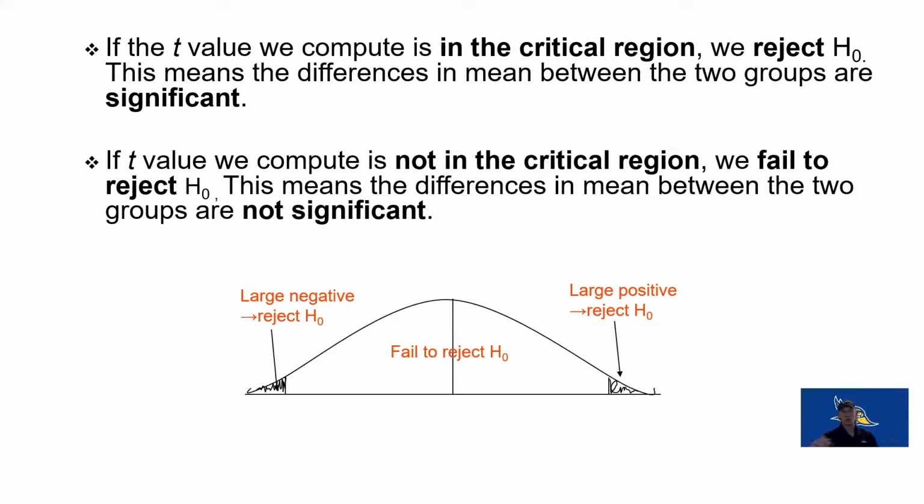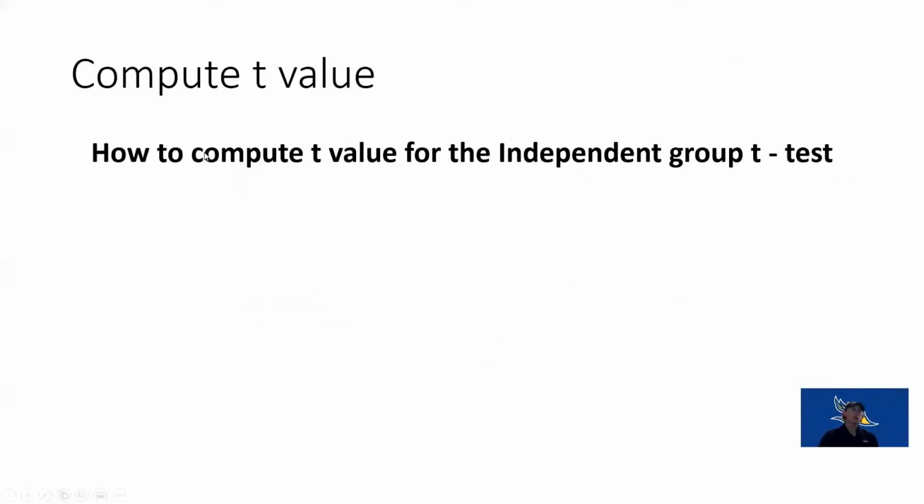So if group A was greater than group B, or group B was greater than group A, depending on how we set it up in our hypothesis and in our statistical equation. So what we're focusing on with the table is the absolute value of the t-statistic. Okay, so now how do we compute that t-value?